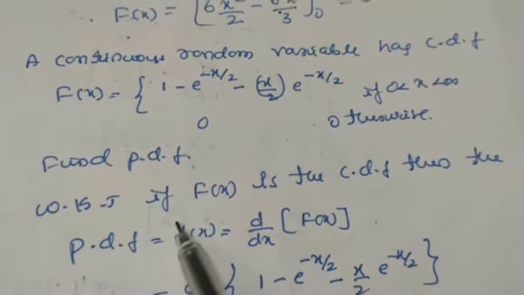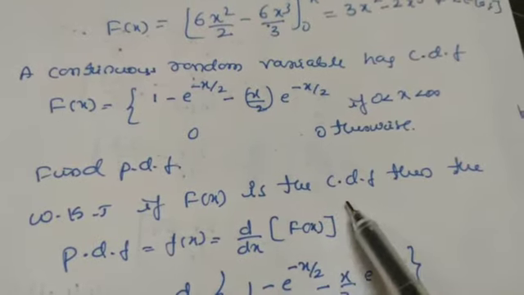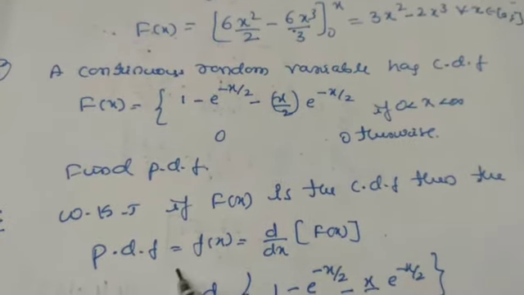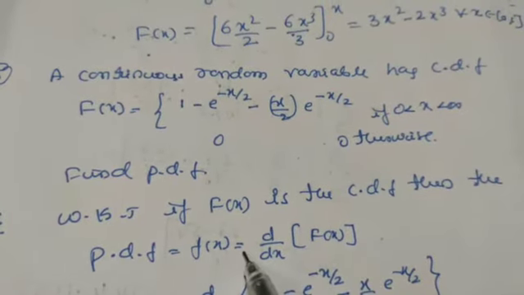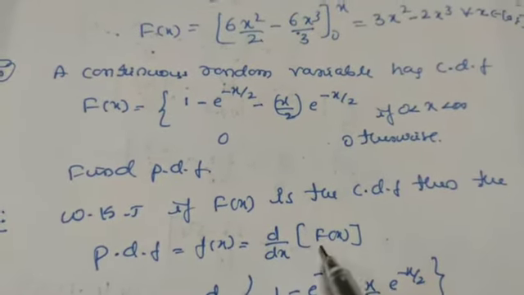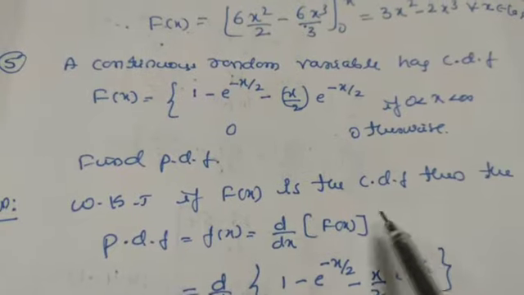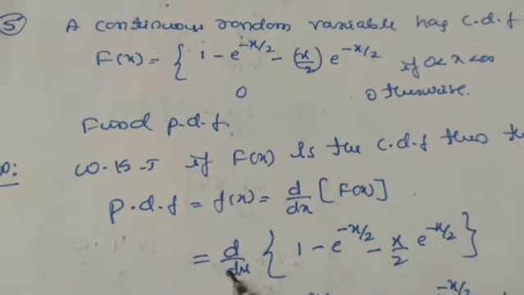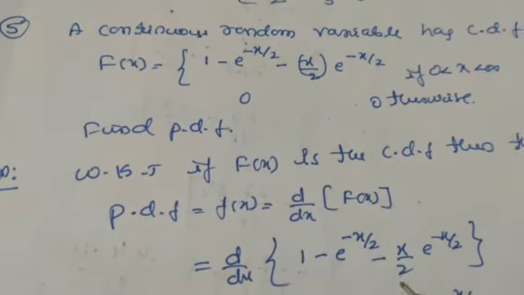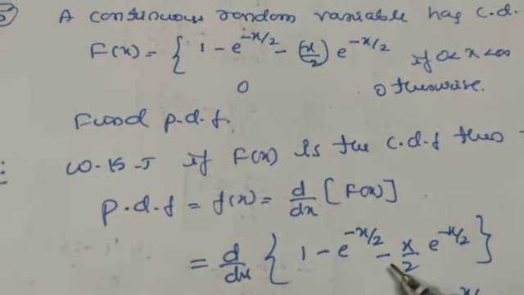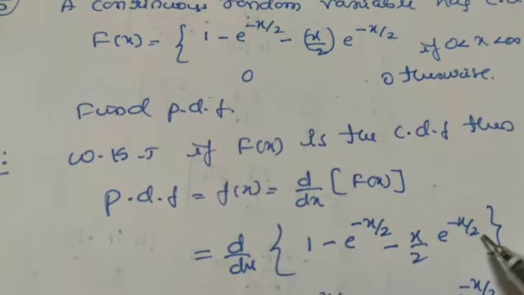Again we know that if F of x is the cumulative distribution function, then the probability density function f of x is equal to the derivative of this capital F of x. This is the definition we studied in the previous video. So it is equal to d by dx of F of x. Substitute here, F of x is given as 1 minus e raised to minus x by 2 minus x by 2 into e raised to minus x by 2.